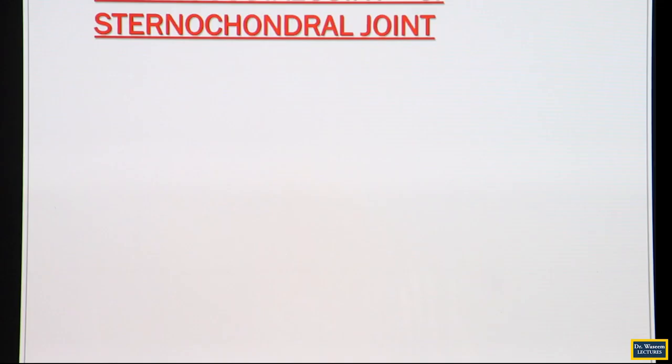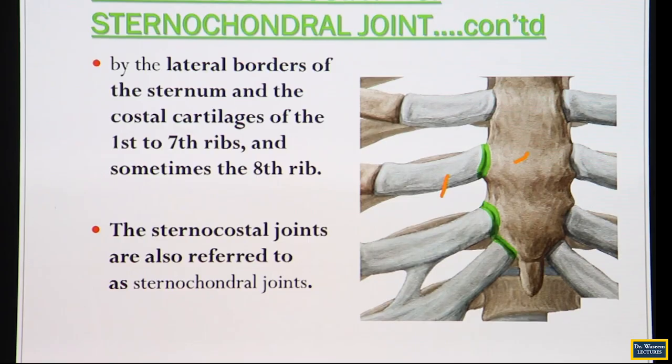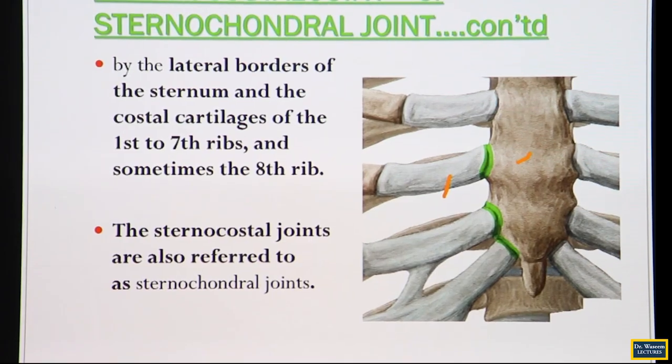Then we have the sternocostal joints. Sternocostal means the costal cartilage is attached to the side of the sternum. Costal here means not the rib, but the costal cartilage, which is why you can precisely call them sternochondral joints. You have already seen the manubrium sterni. The first costal cartilage was attached at the costal notch, and the second was attached at the manubriosternal joint at the sternal angle. So, they are attached to the lateral borders here.